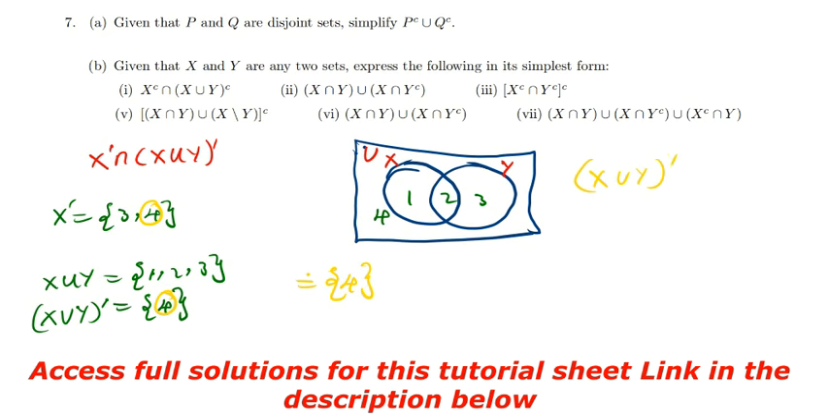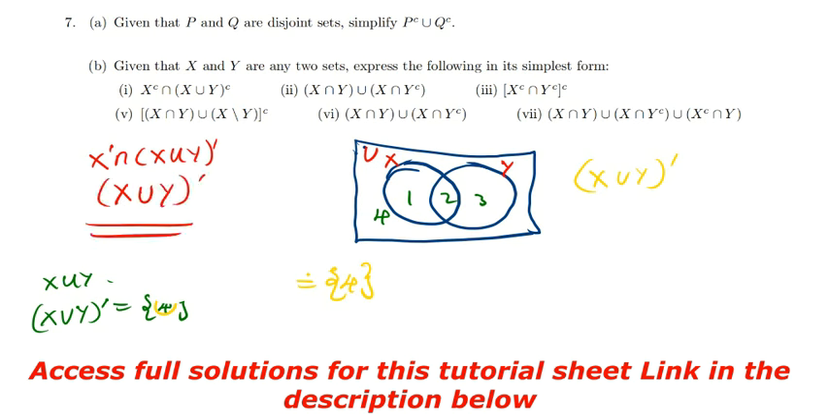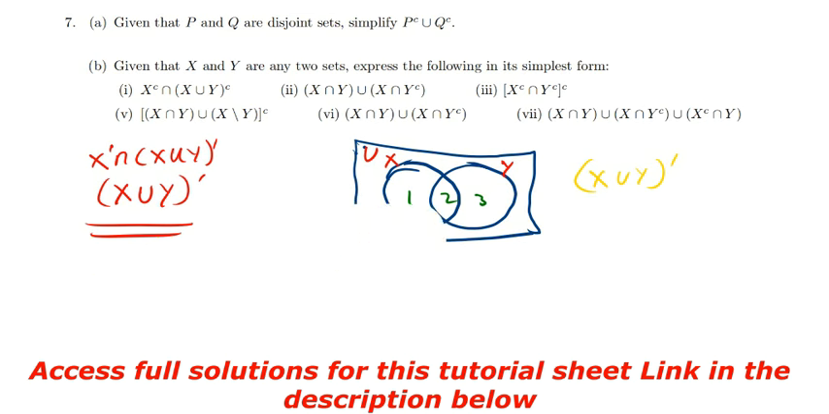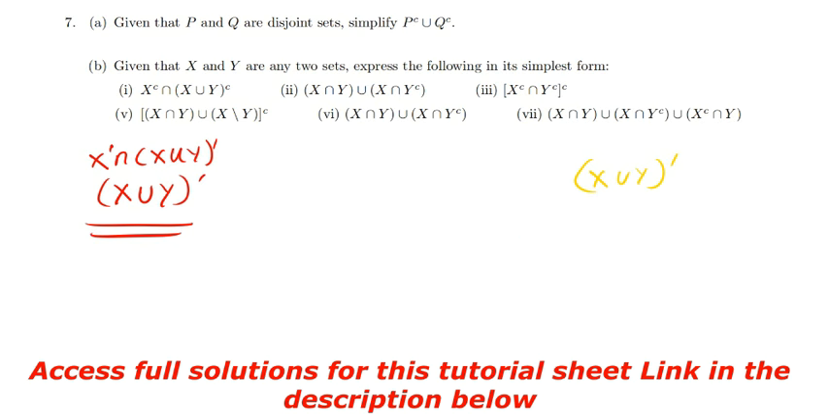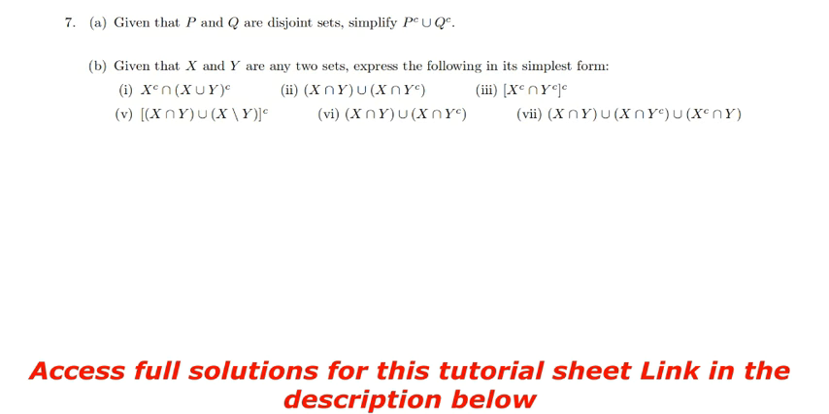So the final result, simplifying that one further, is just X union Y, then everything complement. So that is the final result. You can see that using the Venn diagram, it's much easier to tell you the final result than just simplifying. Okay, so using that concept, you can answer this part.